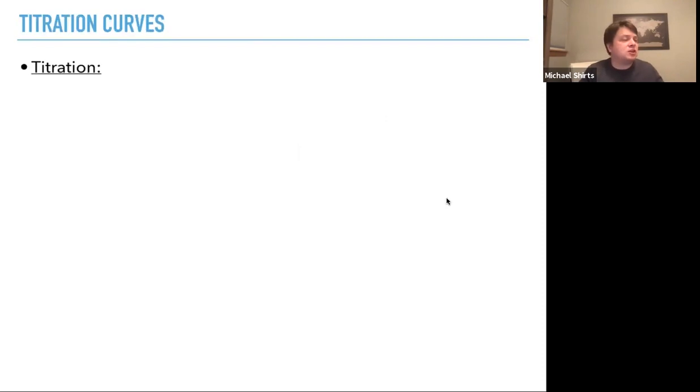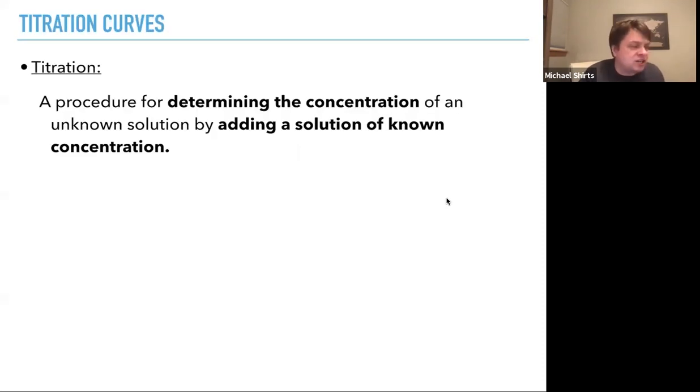Okay, so titration curves, what is a titration? A titration is a procedure for determining the concentration of an unknown solution by adding a solution of known concentration. And you don't necessarily know the amount of it, but you know what it is. And you know there's some reaction that you're going to add something in solution that will cause that reaction to trigger, and you can tell when the reaction has finished. And by doing that, when you know you've added enough to know that the reaction is finished, then you can determine how much was in there.